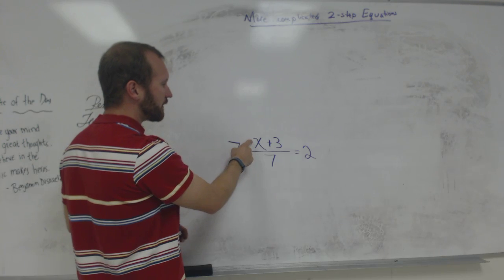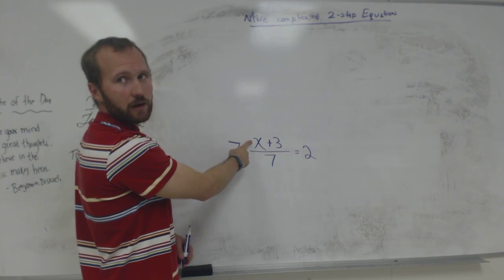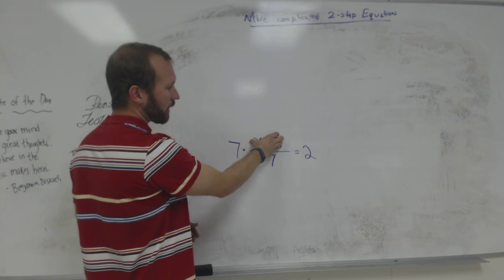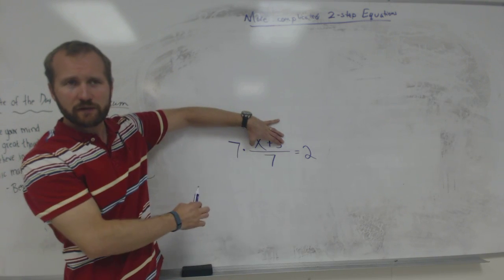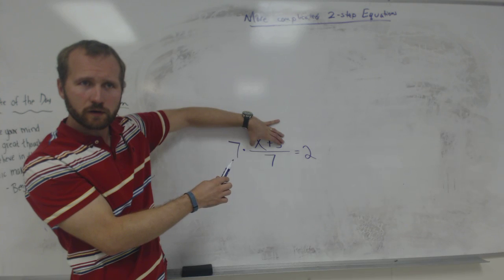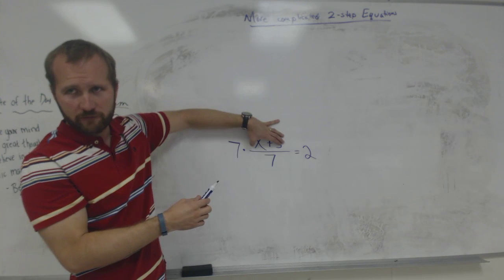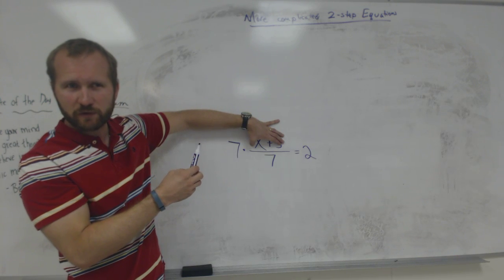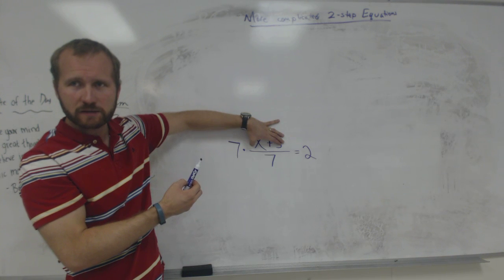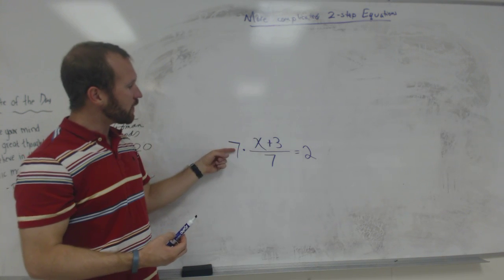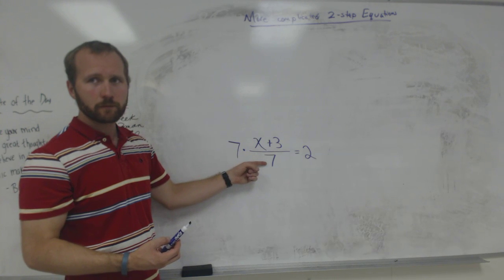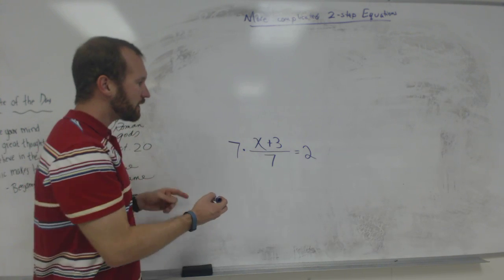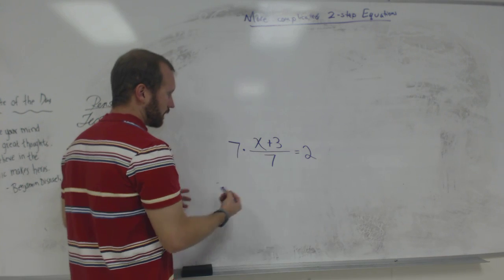Imagine this whole thing were 4. 7 times 4 divided by 7. So that's going to be 7 times 4 is 28, divided by 7 is 4. If I multiply 7 times something and then divide it by 7, the 7s just cancel out.